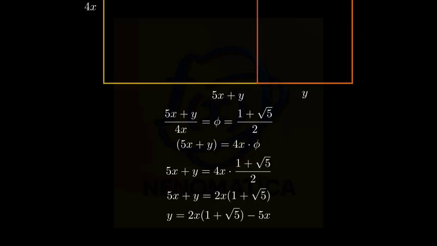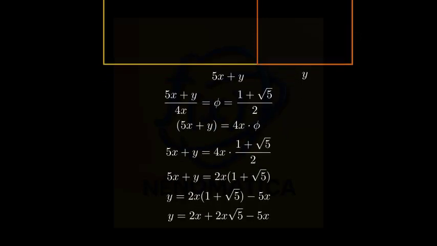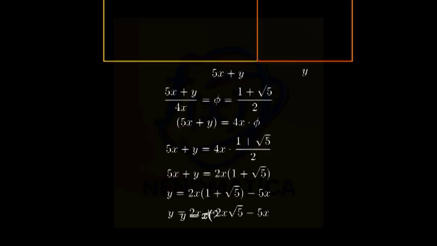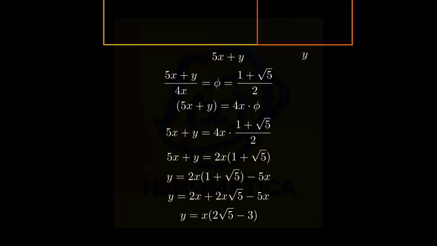Now we can solve for y by subtracting 5x from both sides. This gives us y equals 2x times (1 plus square root of 5) minus 5x. Distributing and simplifying, we get y equals 2x plus 2x square root of 5 minus 5x, which equals x times (2 square root of 5 minus 3).